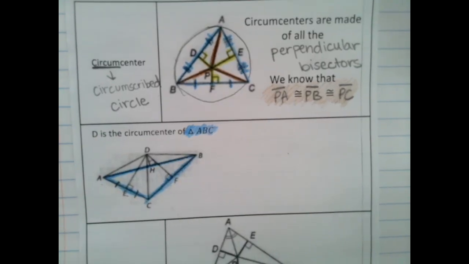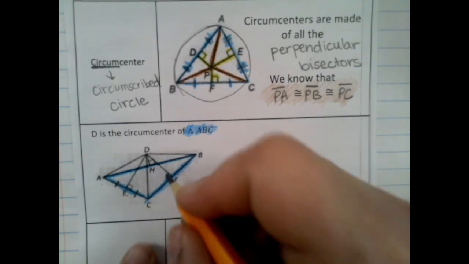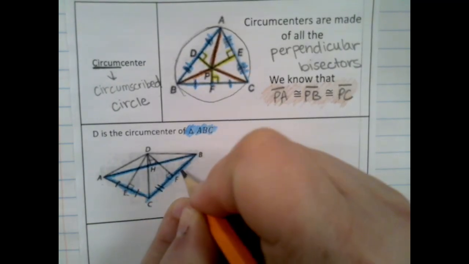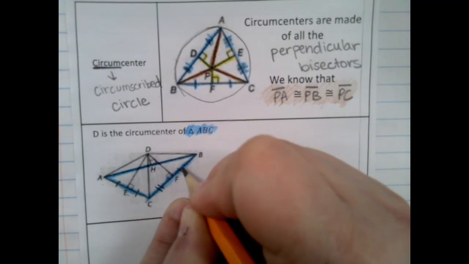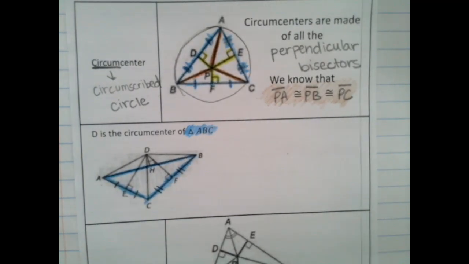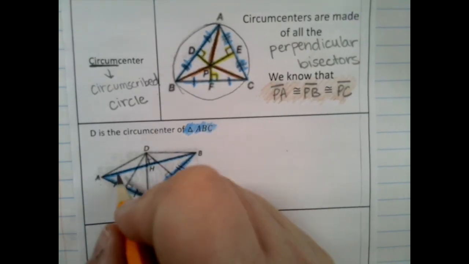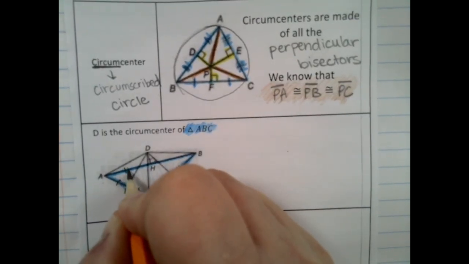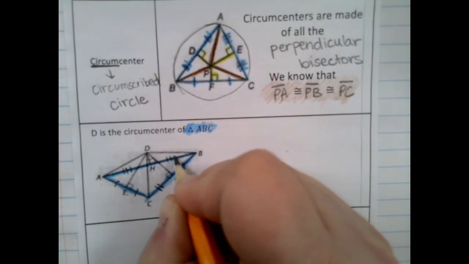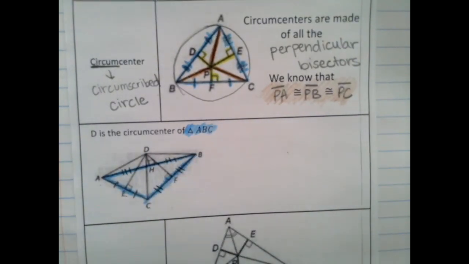Okay, where else could I mark some tick marks here? Good, C to F and FB. And where else? Good. B to H and H to A. And that one's kind of a tricky one to get in there because there's some lines going on.